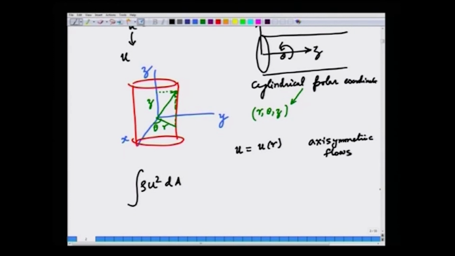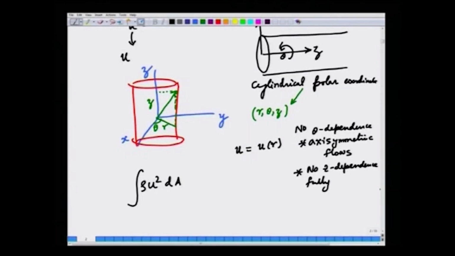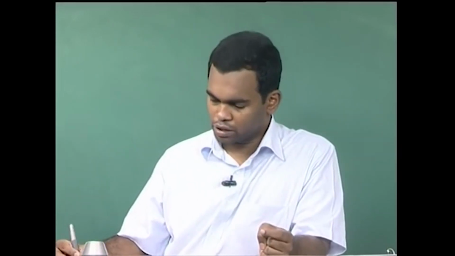Such flows are called axisymmetric flows, so axisymmetric flows means no theta dependence. The flow is also independent of the z direction. So, no z dependence, that is, the velocity in the z direction is independent of the z coordinate itself. Such flows are called fully developed flows. We will of course discuss these assumptions a little later when we do differential balances. Now, I am just stating it as more like a fact.